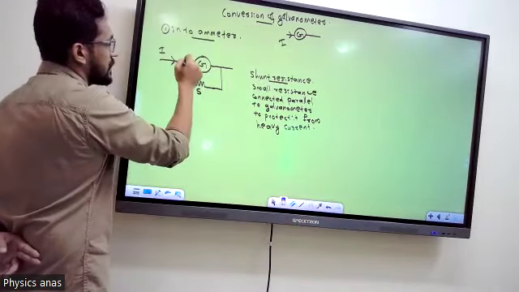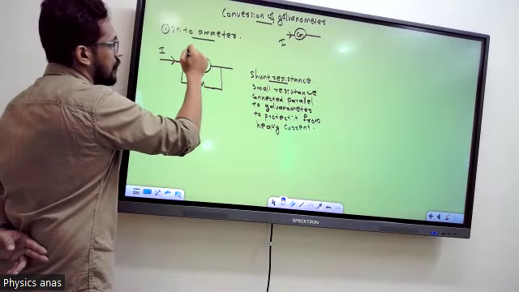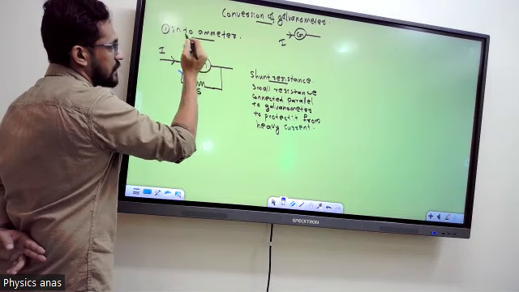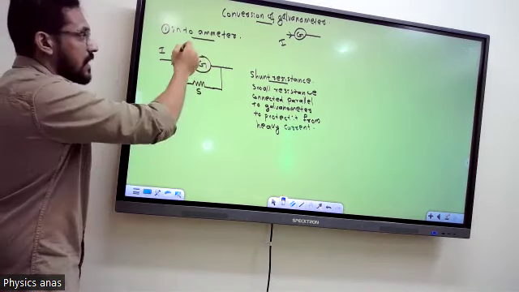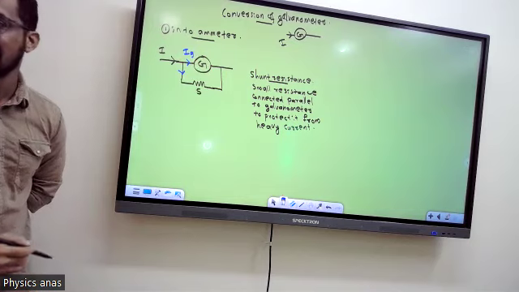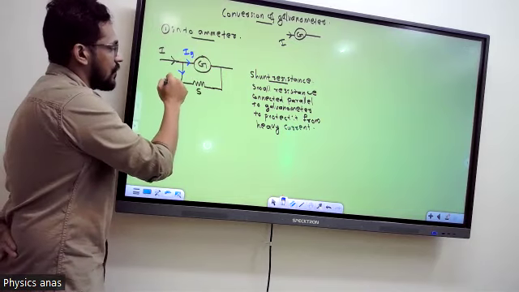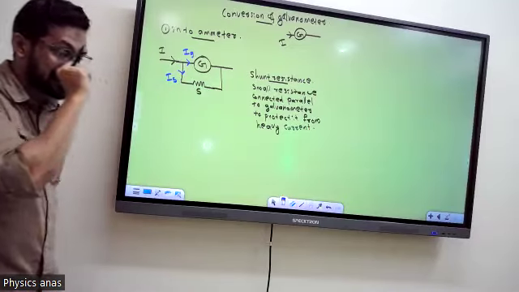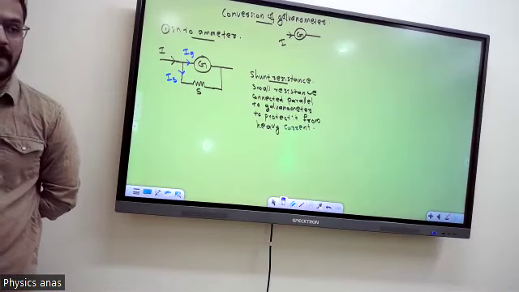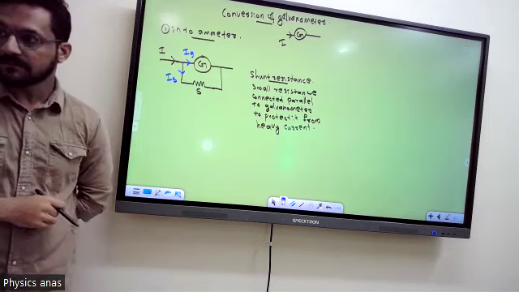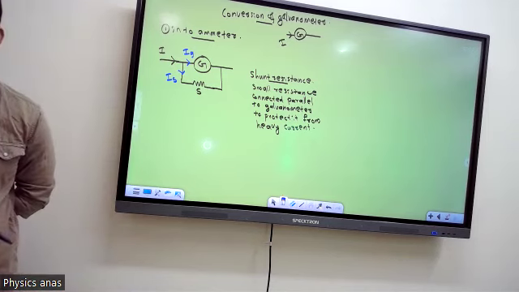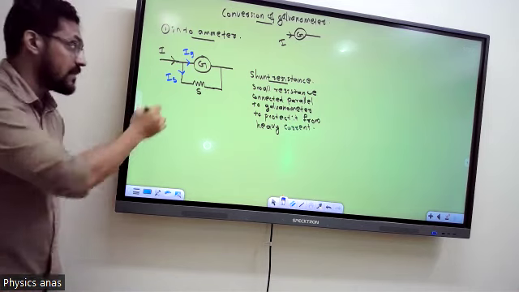The current will split, and a value of current will be going through this one, and also another value of current will be going through this. I am taking the current going through the galvanometer as Ig, and the current going through the shunt resistance as Is. Then which is the larger current, Ig or Is? Of course, it will be Is.